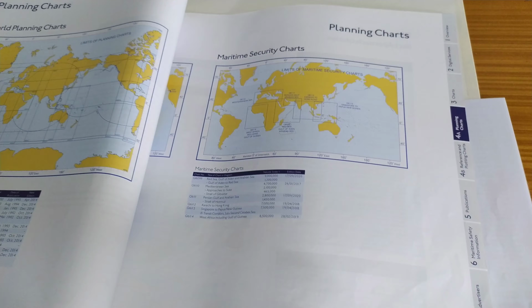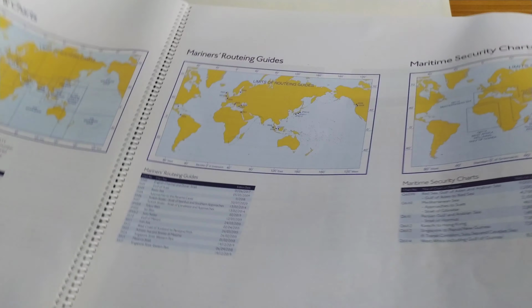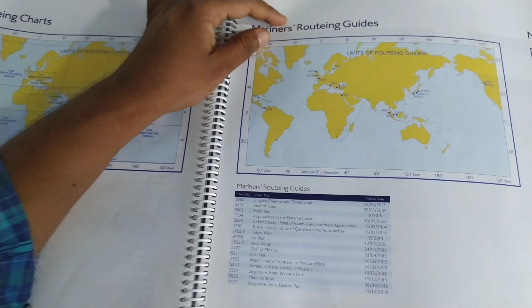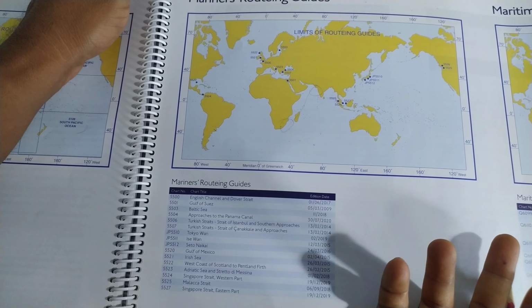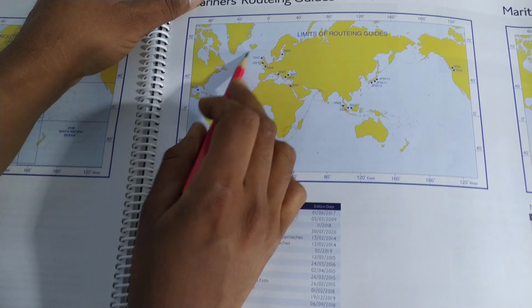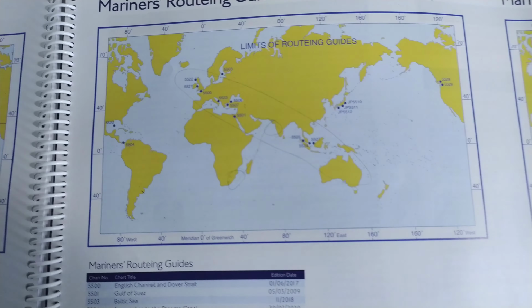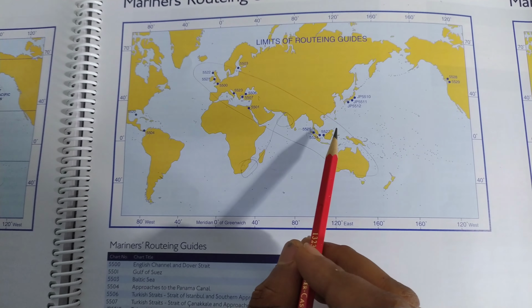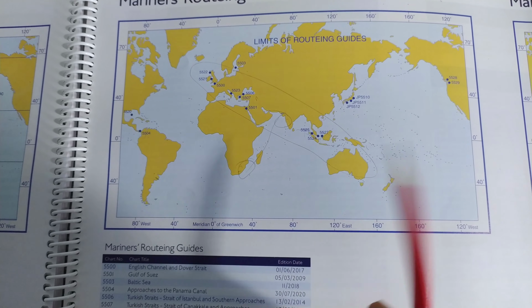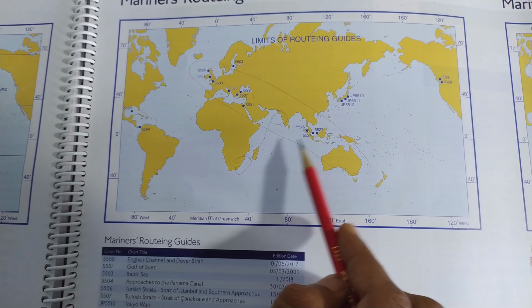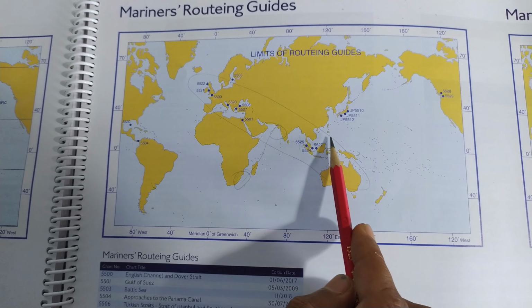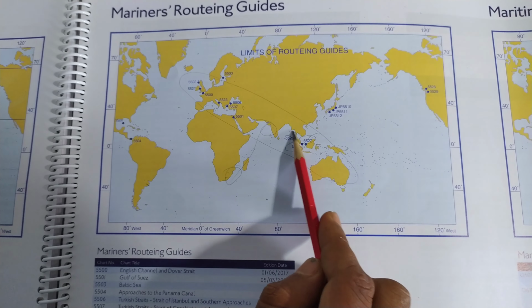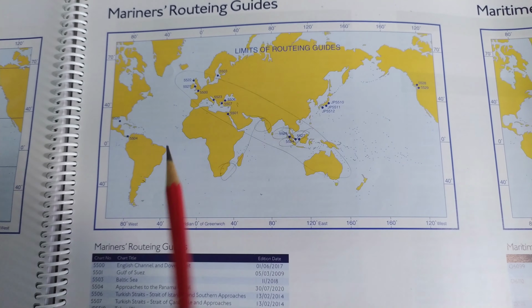In the planning charts, as you can see, the section comes routing guides, and these are the routing guides that are there. Whenever you are planning a passage, you should have the routing guides for transiting a place. Now since we are on the Singapore route, 5527, 5524 and 5525 will be applicable.